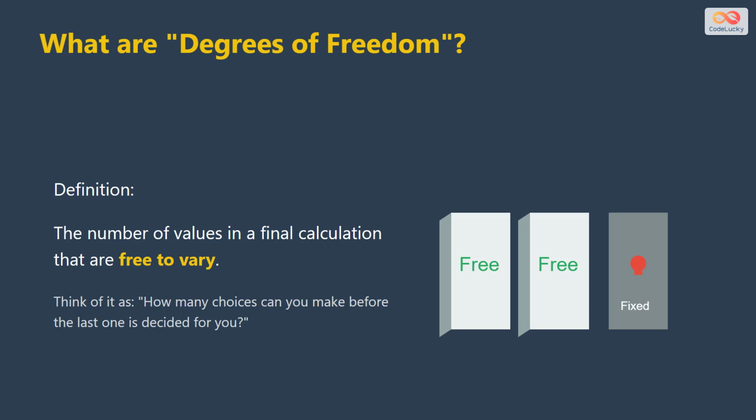So, what are degrees of freedom? It is a fancy term for a simple concept. It represents the number of values in a calculation that are free to vary. Imagine walking through a series of doors. How many choices can you make before your path is completely determined for you?